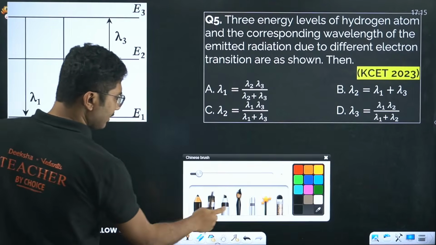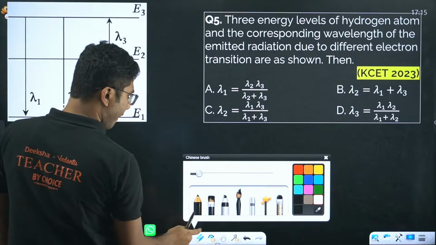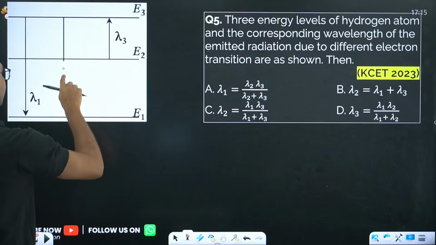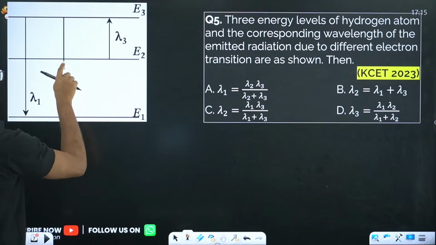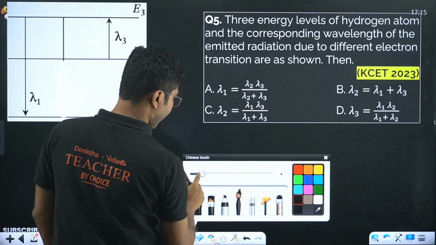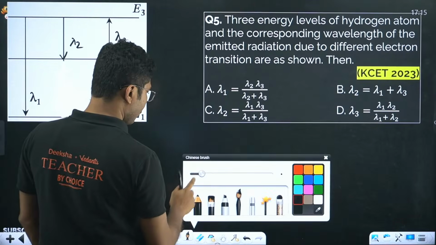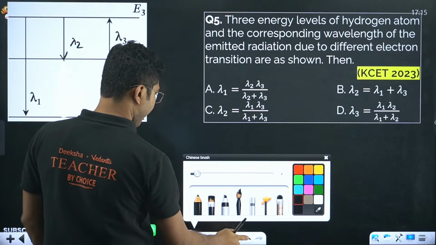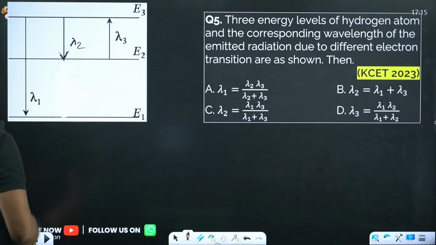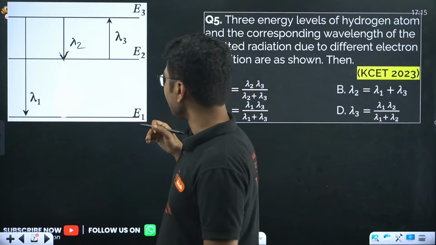Let me correct that slightly. I think this is not lambda 2. This portion is incorrect. So the correct one is this one, this is lambda 2. Now you solve this question. What is the relationship between lambda 1, lambda 2 and lambda 3?